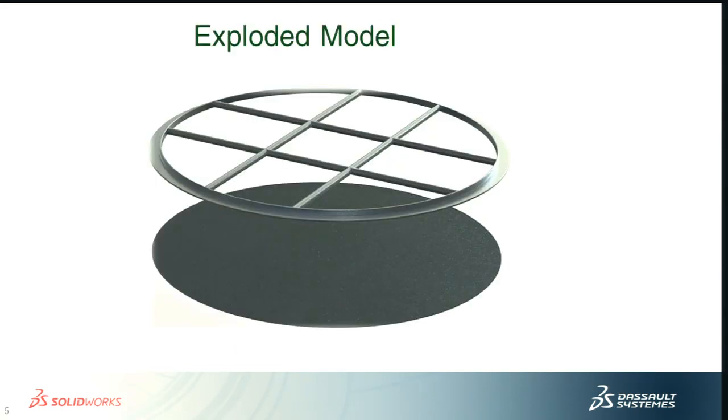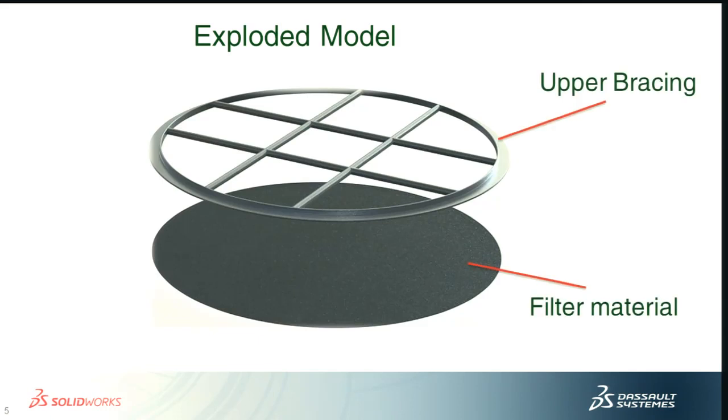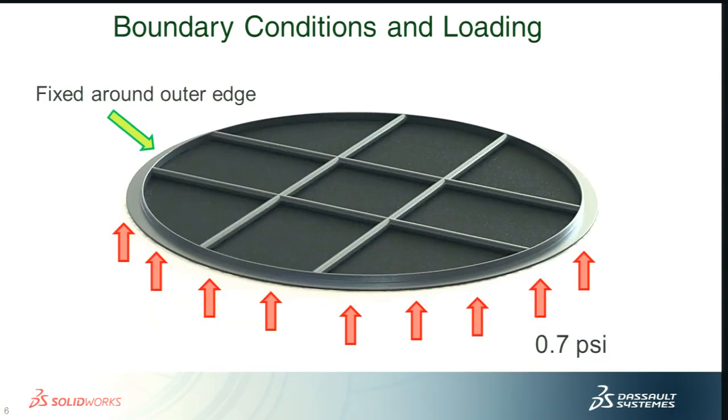Okay? So this is the exploded model. It seems a pretty simple model on first inspection. Here's an upper bracing, that's the filter material. This is the entire assembly, so it looks pretty simple. And these are just the simple boundary conditions and loading, right? Very simple. We're just going to fix the edge, assuming it's welded in place, and there's going to be a 0.7 psi differential across the filter. So it still looks pretty simple.